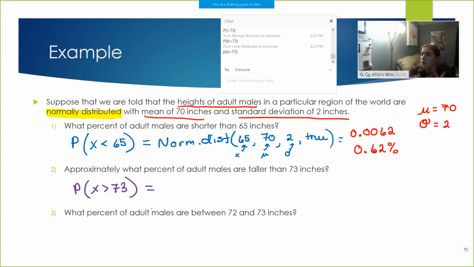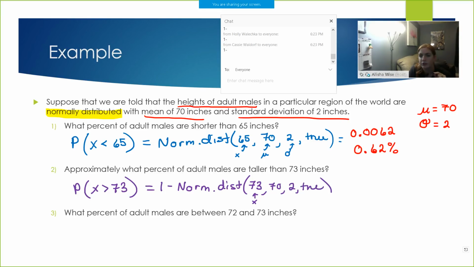So what formula should I use? Should I use the norm.dist straight up or should I do the 1 minus? 1 minus, yeah. You don't even need to write the rest of that statement. 1 minus norm.dist. 73 is our x. Our mean is 70. Our sigma is 2 and true. Hopefully that's what y'all had. If you have any questions on that, just let me know.